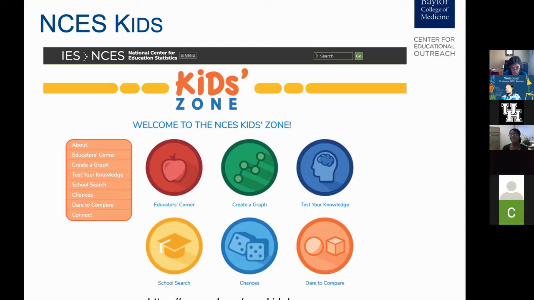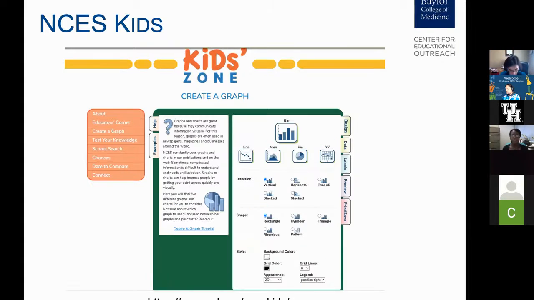It is fantastic on almost any kind of educational data that you have interest in, from early childhood to teacher level data. And they have this Kids Zone, which is specifically for the younger students, but provides an opportunity to build a graph for students who might not have access to. That is an interesting point.